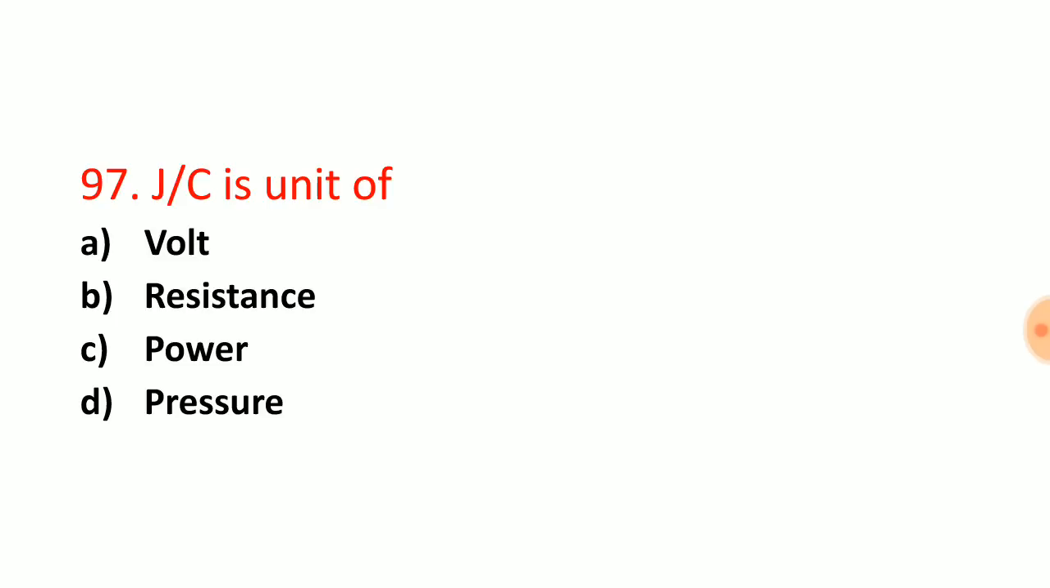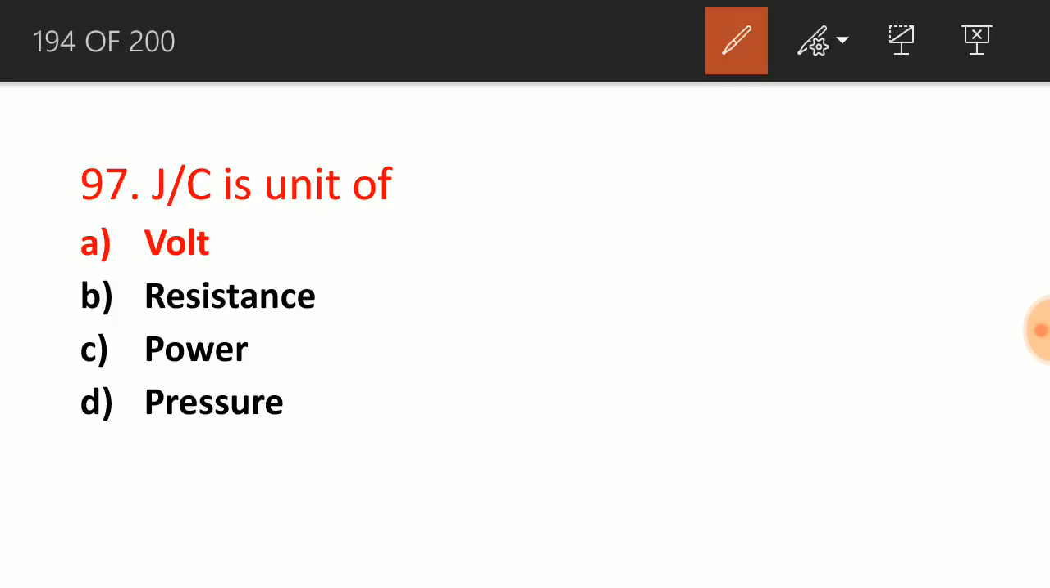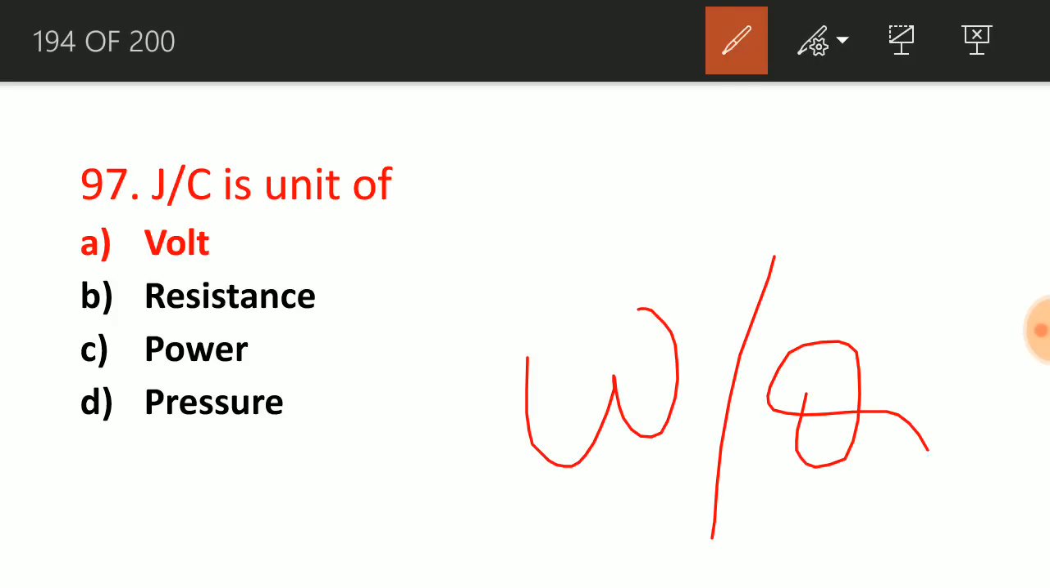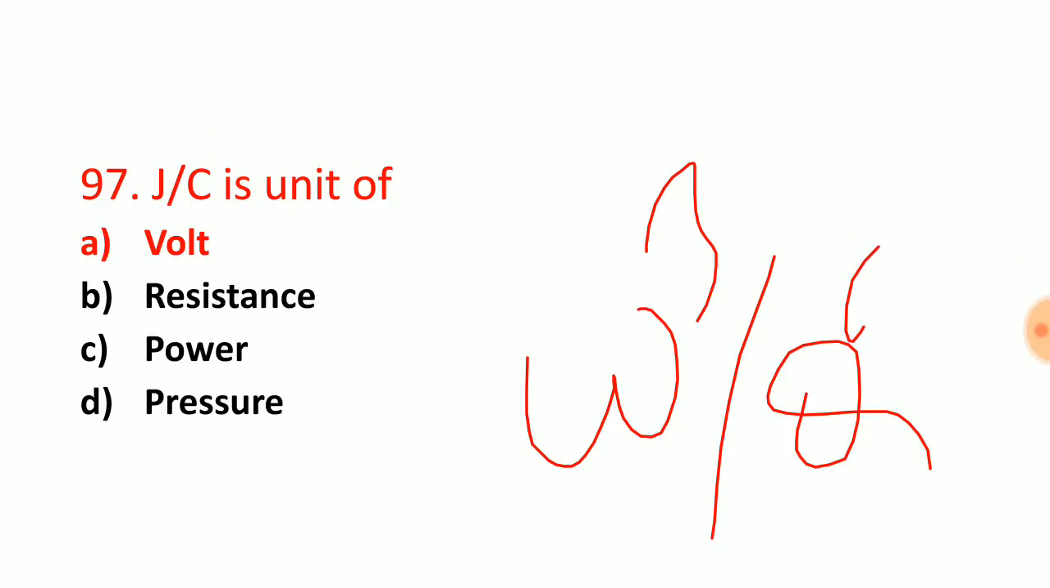Joule per coulomb is the unit of volt. Volt, or voltage, is also known as work done upon charge. So work done is measured in joule, charge is measured in coulomb. So work done per charge is voltage, joule by coulomb.